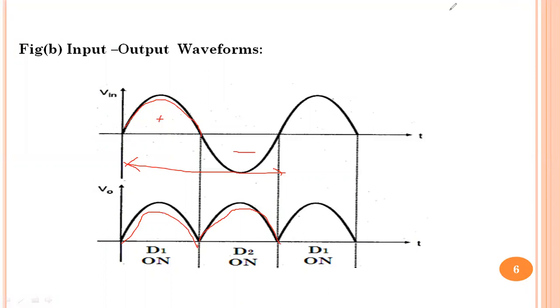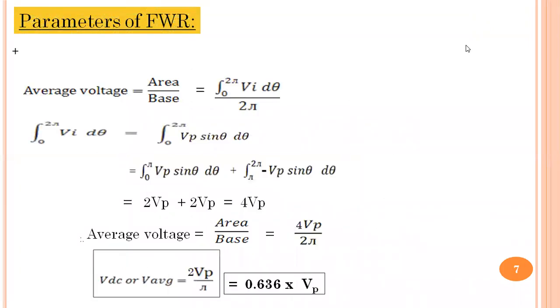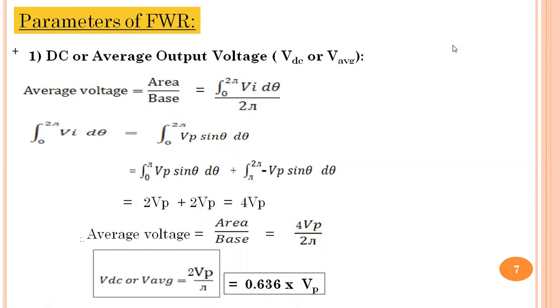Is this clear? Now we'll learn one by one the various parameters of rectifiers, likewise, as we did with the half wave rectifier. First one is the average or DC output voltage. Now the method remains the same. Remember this, calculation of the voltage is not in the syllabus. I have shown it here only for the sake of understanding. It will not be asked in the exam because it is not part of the syllabus.